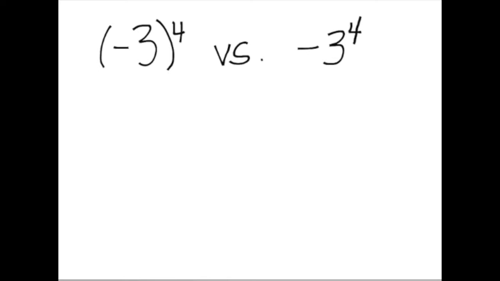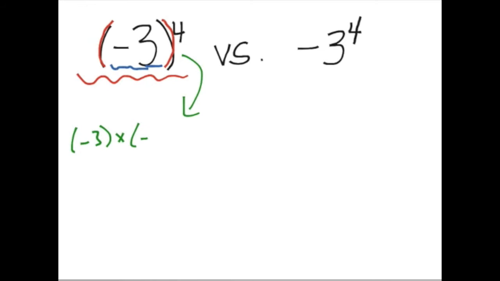Here we have negative 3 in brackets raised to the power of 4 versus negative 3 not in brackets raised to the power of 4. So on our left-hand side, we're going to have a base negative 3 to the power of 4. Now, the key again here is that the negative 3 is in brackets. The negative is part of the base, as indicated by the brackets. And this translates into negative 3 in brackets, multiplied by negative 3, multiplied by negative 3, multiplied by negative 3.